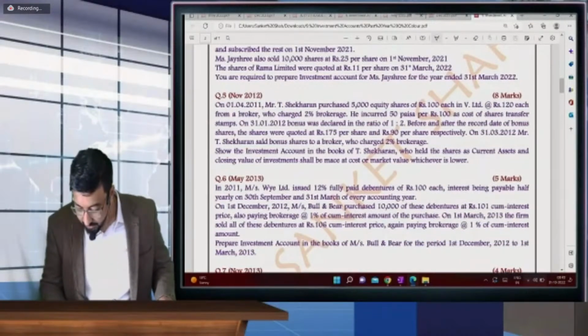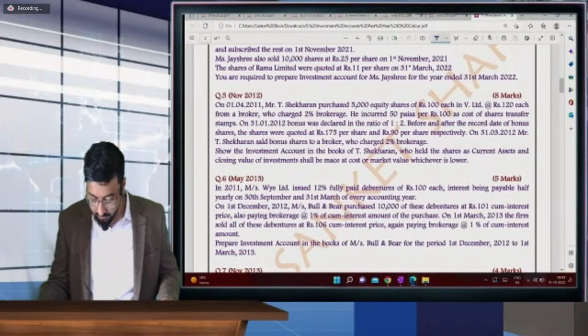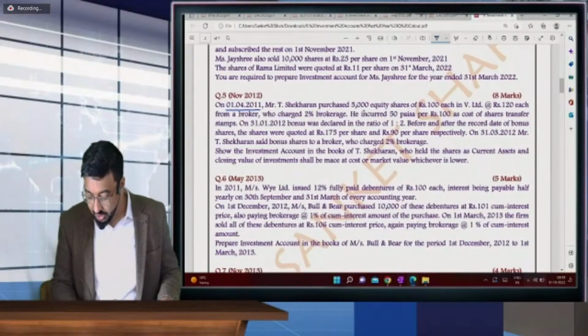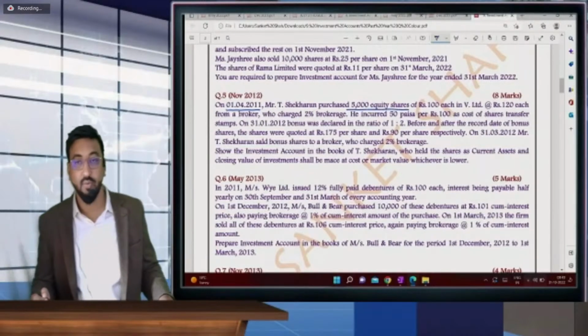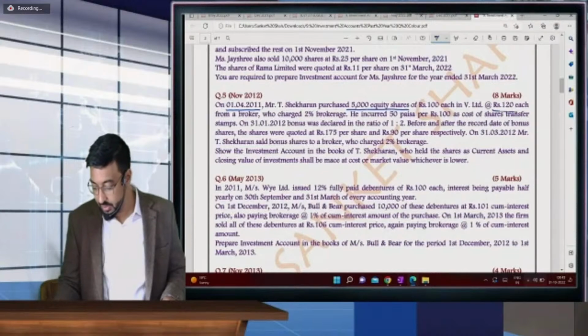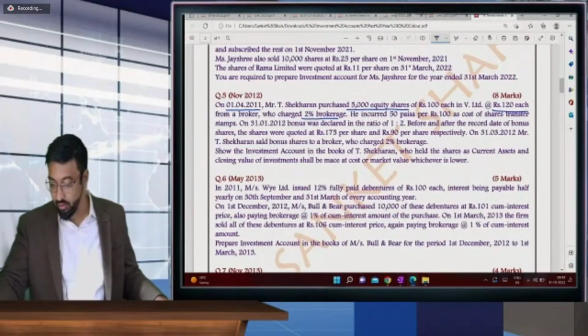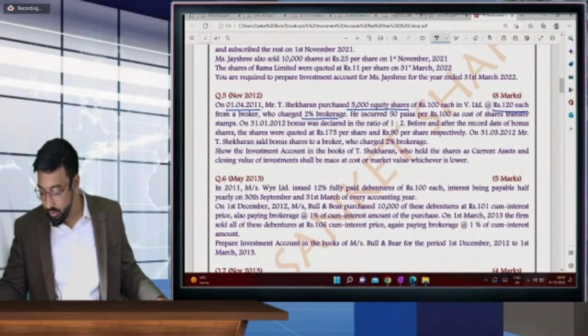On 1st April 2014, 1/4/2011, Mr. T. Sher Khan 5,000 equity shares. So 5,000 equity shares of 100 each, purchase at 120, brokerage 2%. चलो कैलकुलेट अमाउंट उधर के उधर ही करो. शेयर्स का अमाउंट उधर के उधर ही करेंगे. टेल मी द अमाउंट.